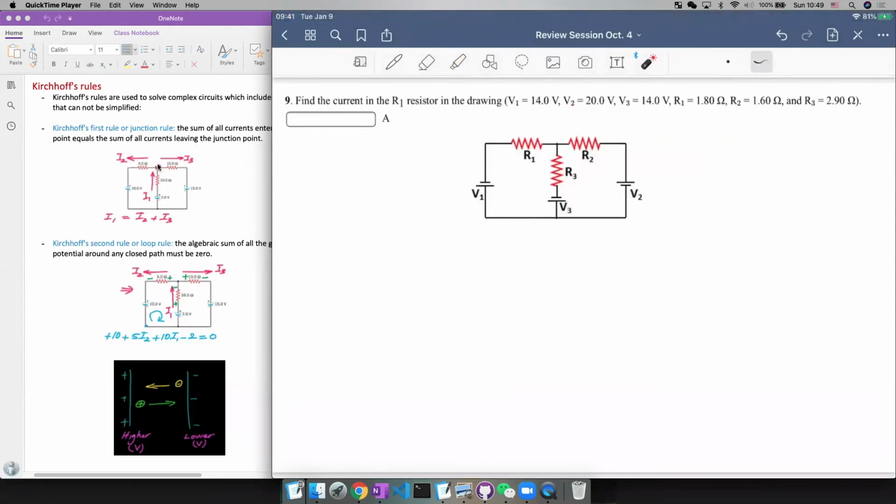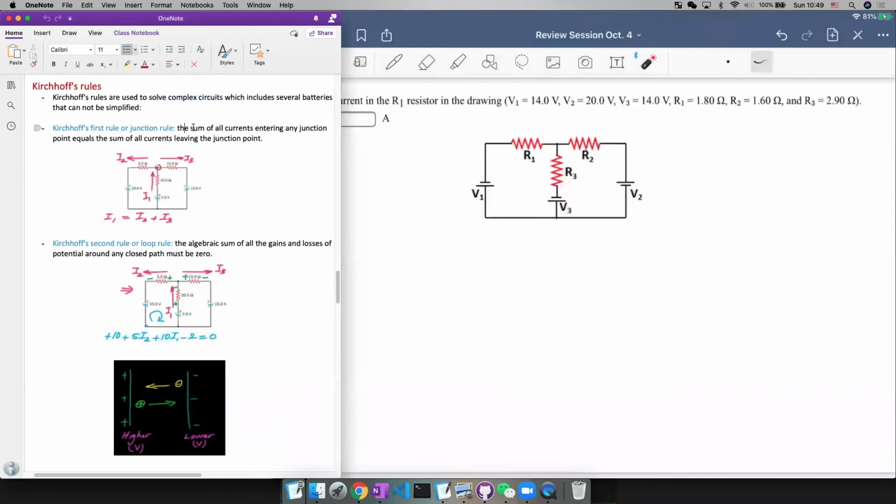Just looking at this figure can help us quickly locate the formula or method in our notes or formula sheet. Since it has 3 powers, we're going to use this rule. So let's start from rule 1. Rule 1 says the sum of all the currents entering any junction point equals the sum of all the currents leaving the junction point.